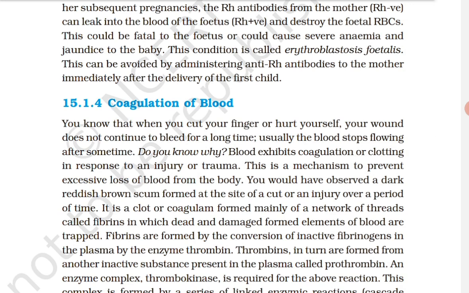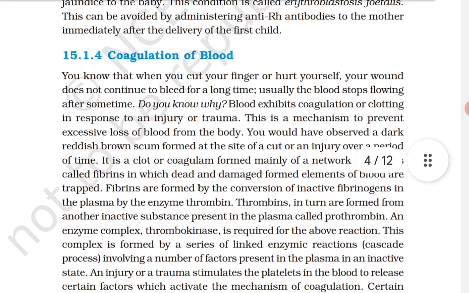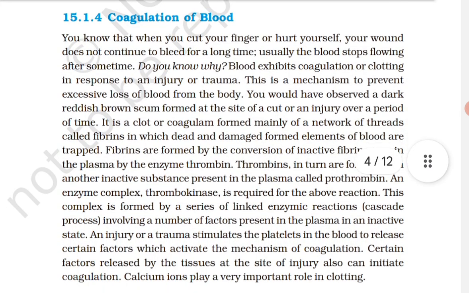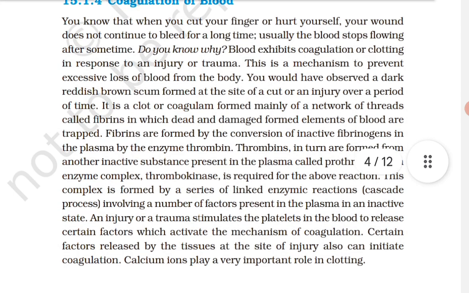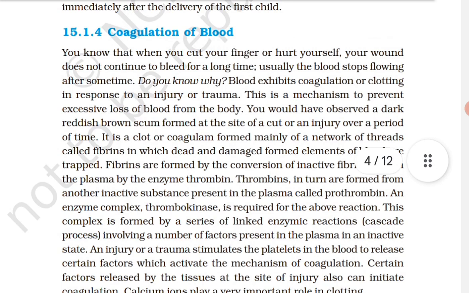A special case of Rh incompatibility, that is mismatching, has been observed between the Rh negative blood of a pregnant mother with Rh positive blood of the fetus. Understood?